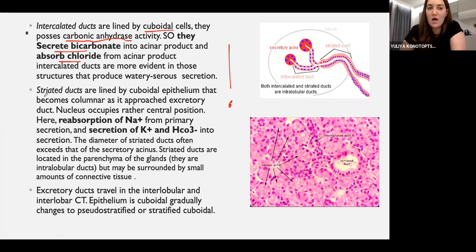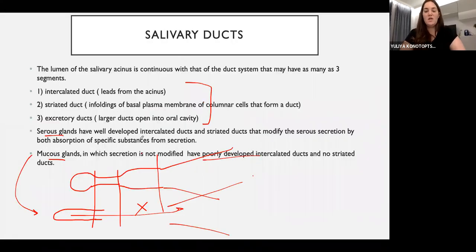Excretory and striated ducts are also lined by cuboidal epithelium if you're closer to the intercalated. Think about it this way. Here's your striated duct, right? This is intercalated, this is excretory. Divide your striated duct into two areas. If I'm closer to the intercalated, what will be my epithelium here? Simple cuboidal. Why? Because the intercalated duct has simple cuboidal epithelium. What will be the shape of the cells here? It will be columnar, simple columnar. Why? Because I'm closer to excretory. Does it make sense?